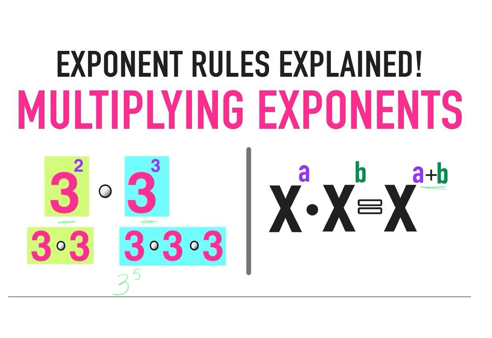If I'm talking about variables, I can also do the same thing. The variable has to be the same. So both are x. I can just add the exponents. In this case, a and b are just a placeholder for the numbers that we could use.